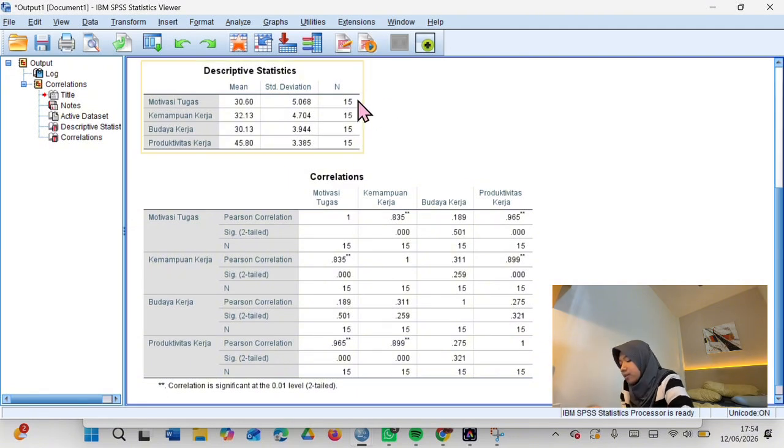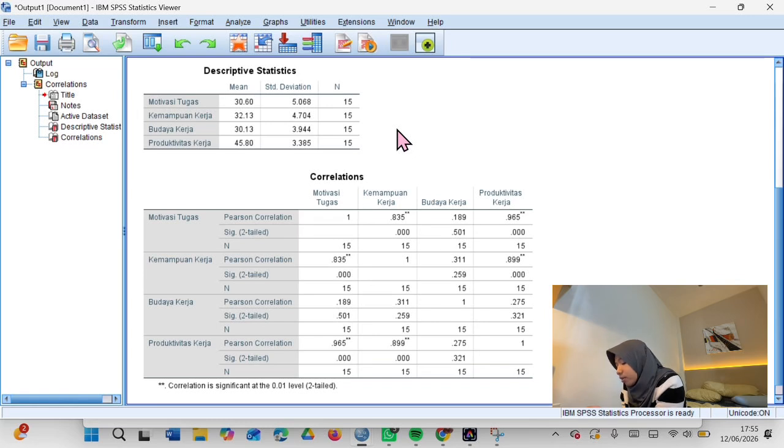Based on the descriptive statistics, the study used 15 respondents. The tax motivation variable has a mean value of 30,60 and a standard deviation of 5,068. The work ability variable has a mean value of 32,13 and a standard deviation of 4,704.